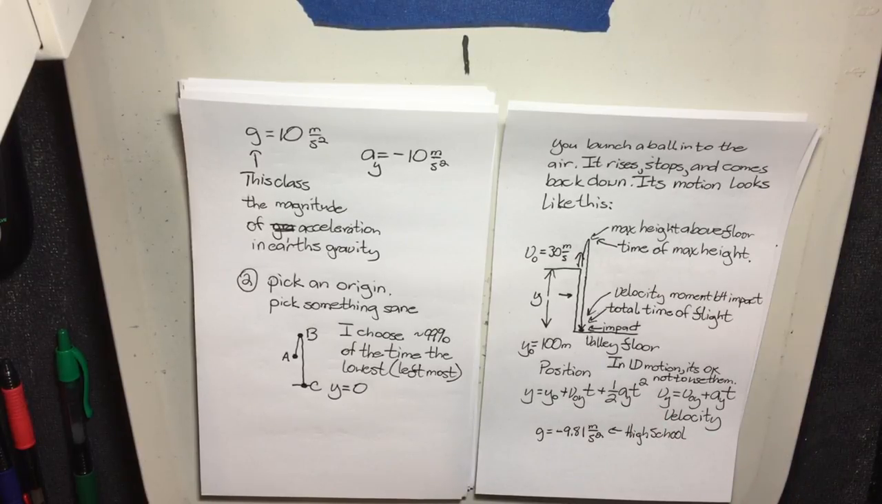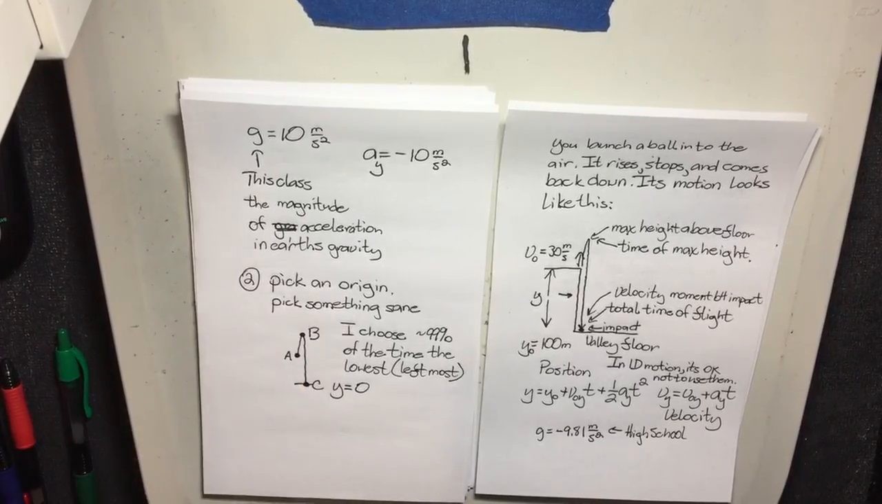Y is most often associated with the vertical. You could pick, instead of Y, you could pick X, you could pick T, you could pick Z, you could pick a drawing of a donut, but as long as you identify what that variable is, it doesn't really matter. Most often we pick Y, so let's stick with that.